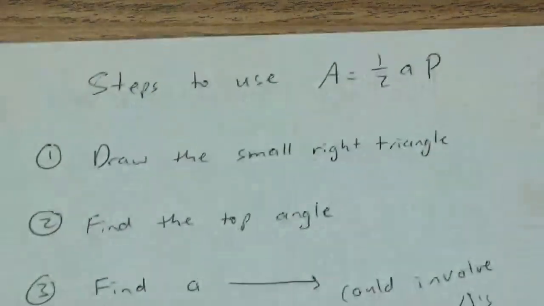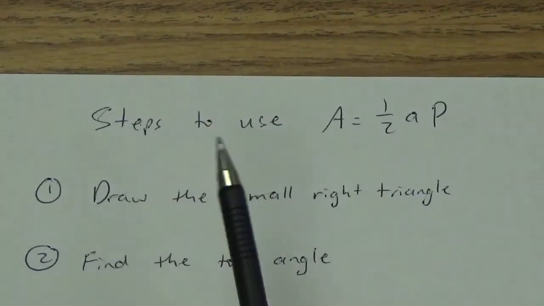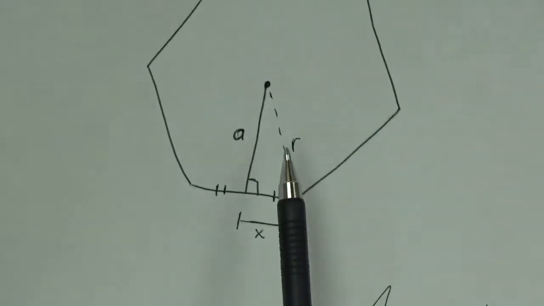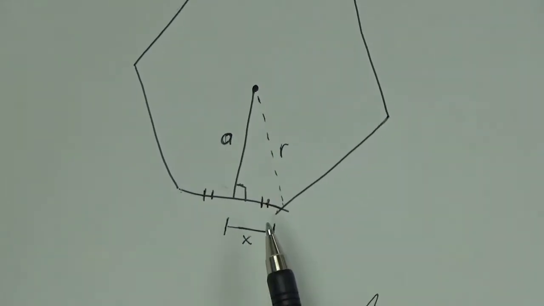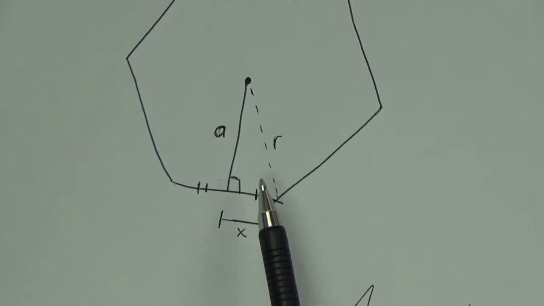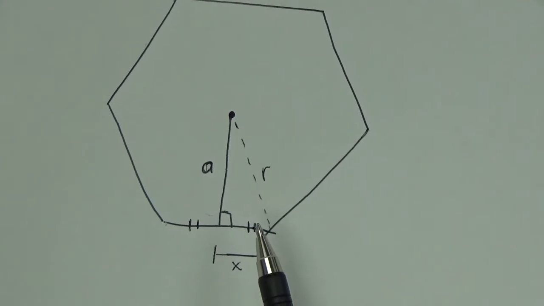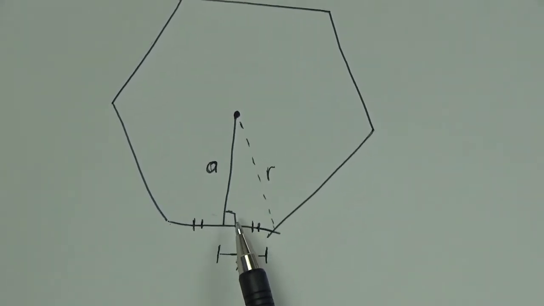So now I'm going to show you the steps we're going to use, and then I'm going to start to apply the steps. So let me just walk through the steps first. Steps to use our formula. First off, we are going to draw the small right triangle. What do I mean by the small right triangle? It's this one, the AXR triangle. That's our small right triangle. Small because it's the smallest one I can get inside this shape that makes sense to use. It's a right triangle because I'm going to have a right angle right here.